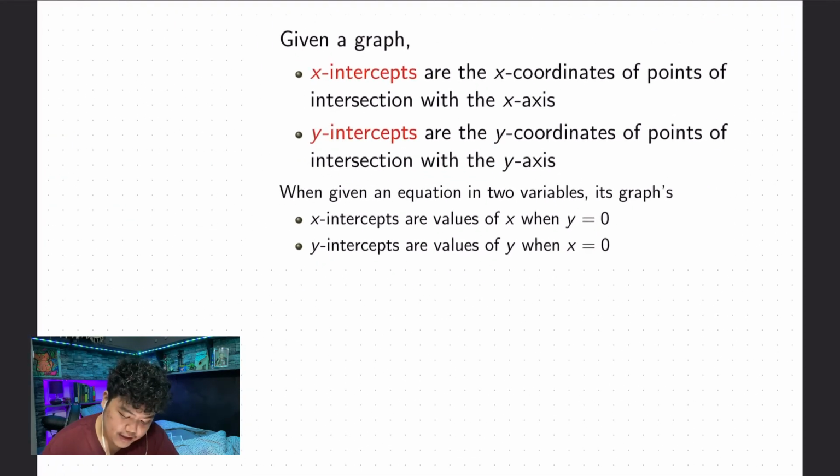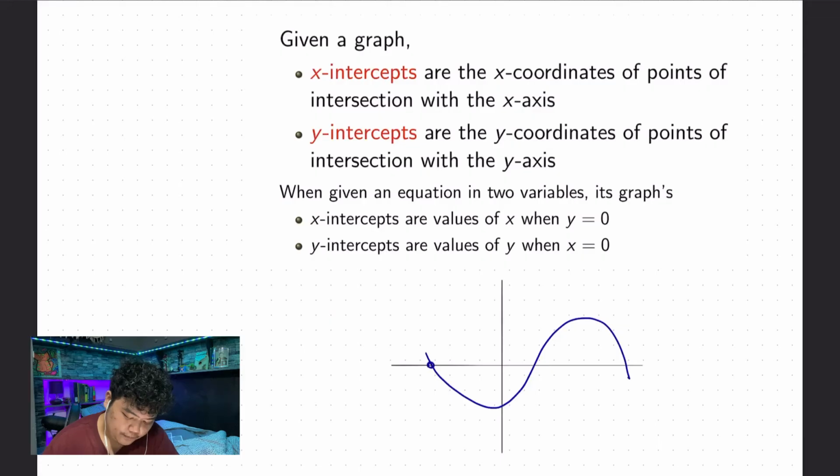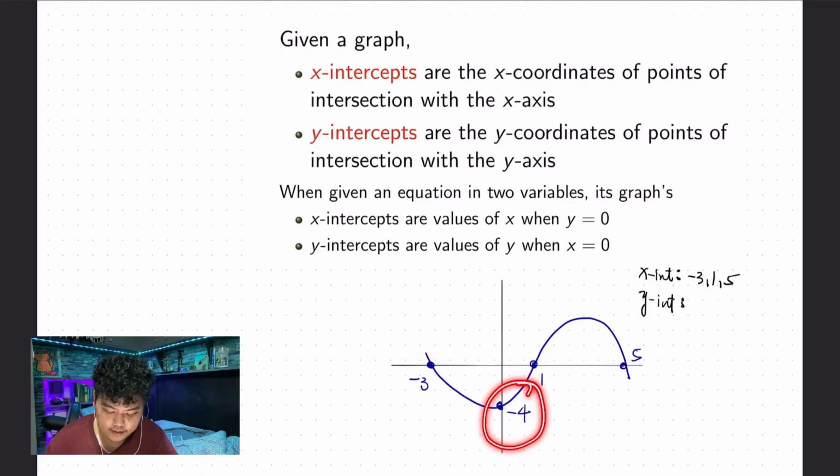So, kunyari, we have this graph. Kunyari, yung graph natin something like that, no? Value dito, -3, -4, 1, 5. So, the x-intercepts are the x-coordinates of the points of intersection with the x-axis. So, ito yun. So, -3, 1, 5. Yan yung mga x-intercept. And the y-intercept, actually, pwedeng maraming y-intercept depende dun sa itsura ng graph. In this case, -4.